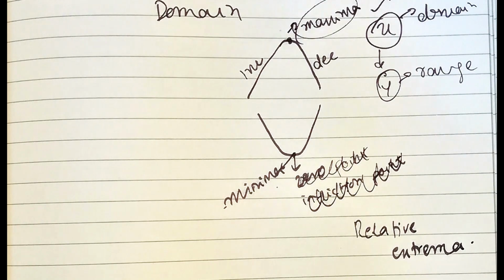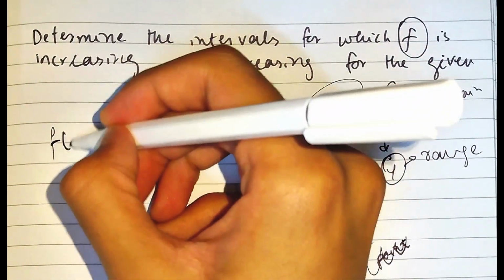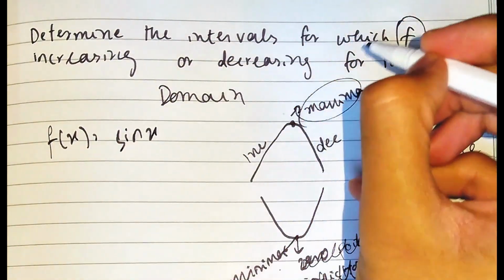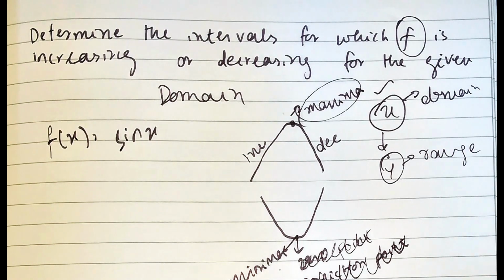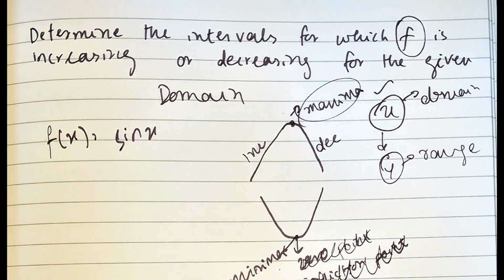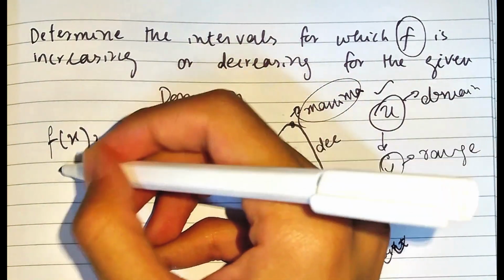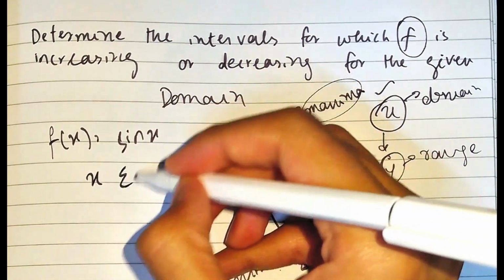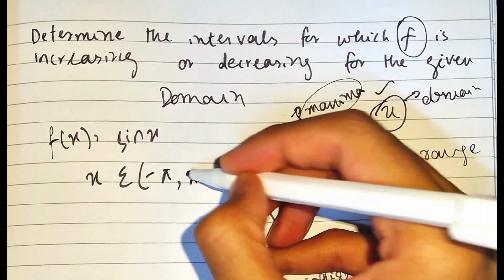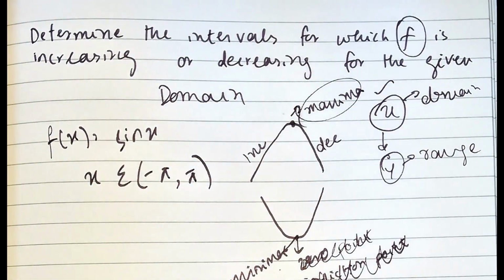So now let's solve one problem over here. First of all, we have the function sine of x, and the question says that you have to determine the interval for which the function is increasing or decreasing. So we have to determine what is the maxima and what is the minima for the domain given. Now, what is the domain? The domain given to us will be in the format of x is a member of negative pi to pi. So you have to basically draw the graph from negative pi to pi.